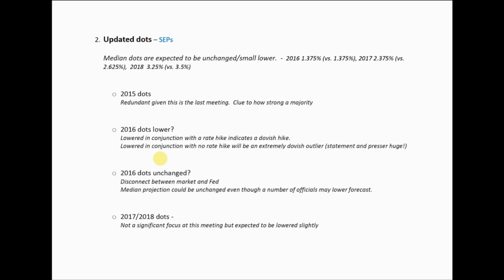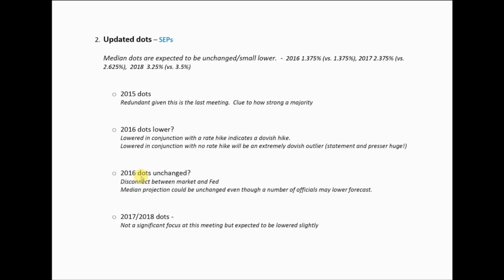Now if it's lowered in conjunction with no rate hike, this will be an extremely dovish outlier, and really the market has discounted this, to be honest, and we'll get some pretty massive moves if we don't get a rate hike, and it will be super dovish. So we'll probably get some great opportunities if this happens at 7 o'clock, but also the statement and the press conference will be huge, as to get explanations for it. Obviously it's not a base case scenario, but one we need to prep for nevertheless.